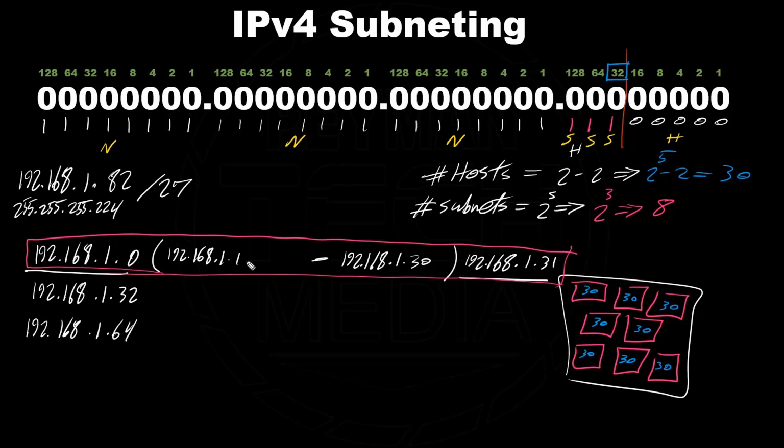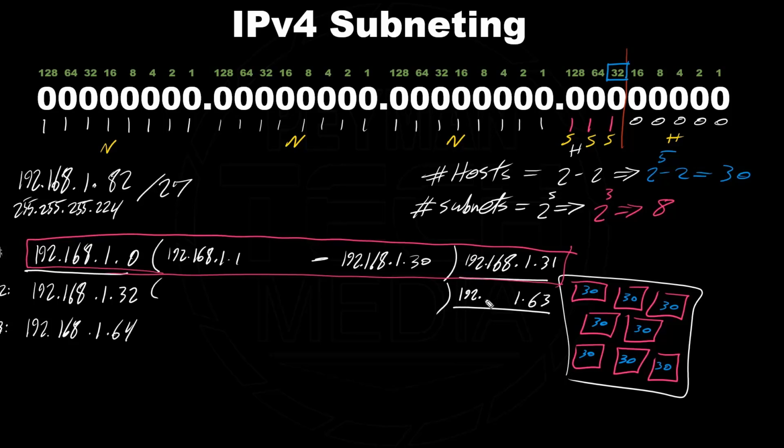If we count 1.1, 1.2, 1.3, I'm just kidding, but it should be 30 available IP addresses as we can see here. If we want to move on to the next subnet, the broadcast is one less than the next subnet. So for this subnet, let's say this is subnet 1, subnet 2, subnet 3, and here for subnet 2, the broadcast address is one less than the next subnet, which is subnet 3, 1.64. So this one should be 1.63.